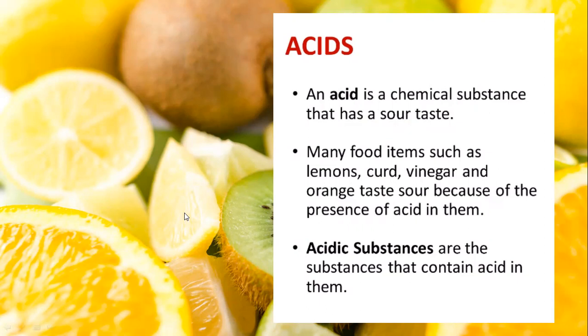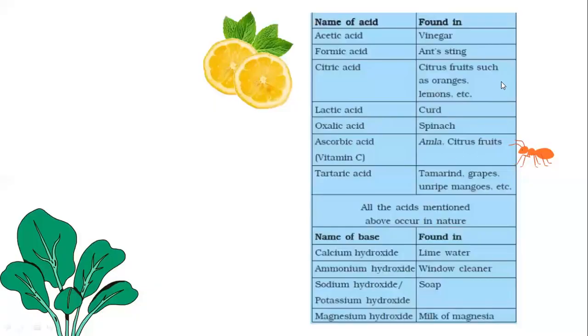It doesn't mean that because they have acids we can't have them, or that they are harmful for us. They are good for our health, because these are organic acids, naturally made acids. Acidic substances are the substances that contain acid in them, such as lemons, curds, vinegar, etc. Now coming to the material which contains what acid in it. For example, vinegar. We all have vinegar at our home.